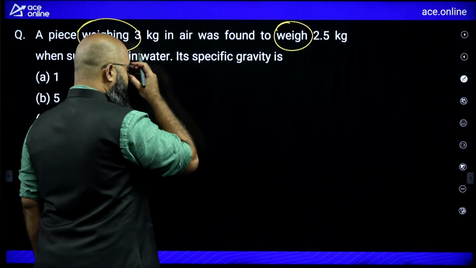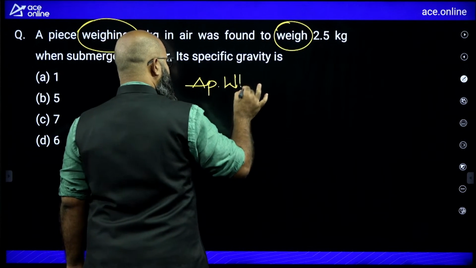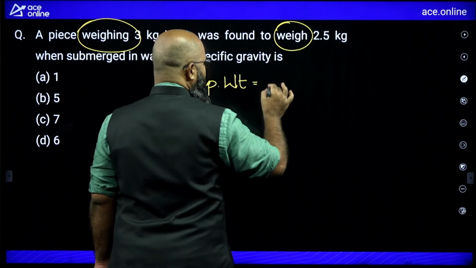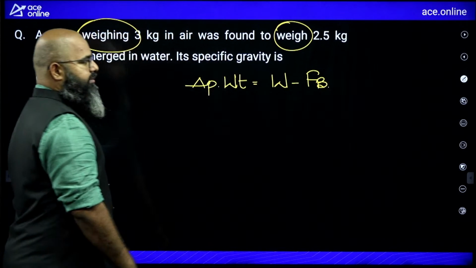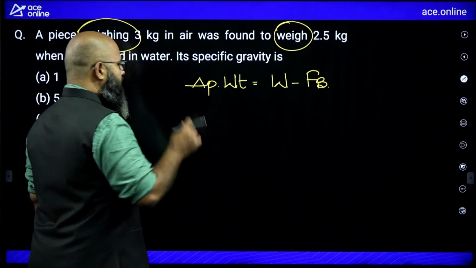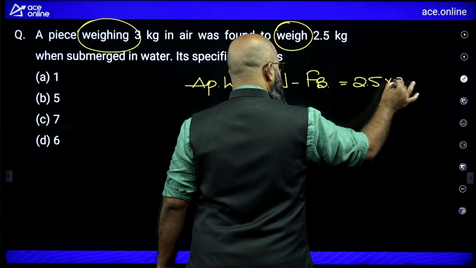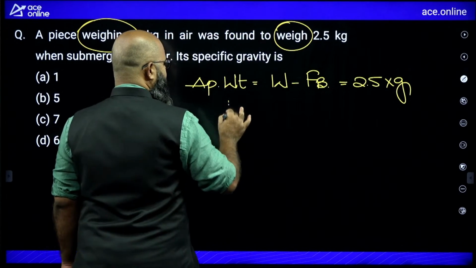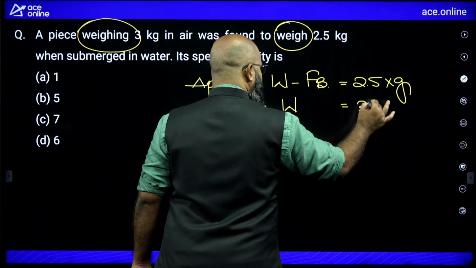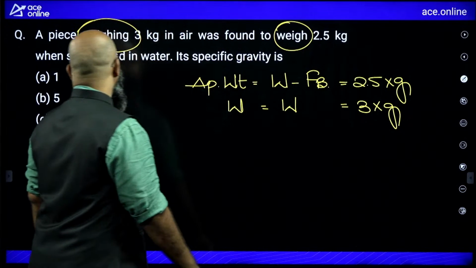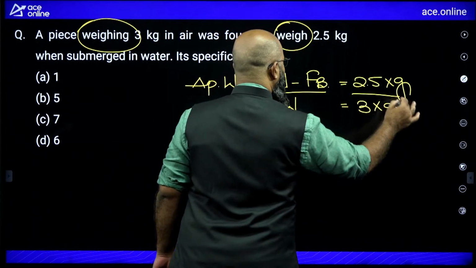So we can say over here, apparent weight is equal to how much? It is equal to actual weight minus force of buoyancy. Actual weight minus force of buoyancy. So now apparent weight is equal to how much? 2.5 times g. Actual weight is equal to 3 times acceleration due to gravity. The question is asking, specific gravity is equal to how much?